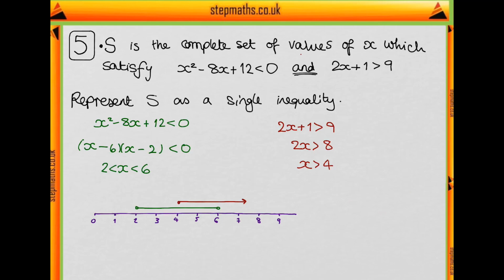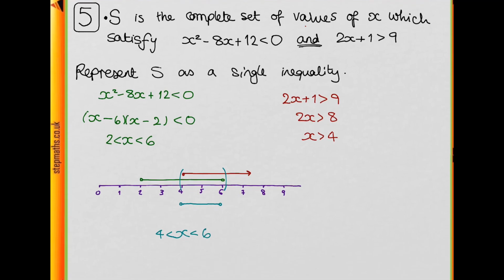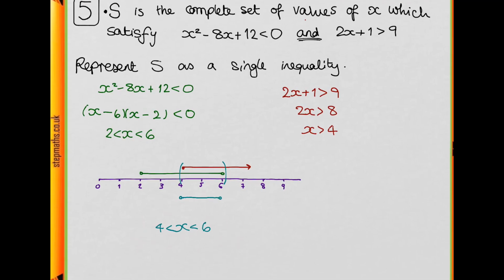So from this it's easy to see we can find the values of x which satisfy both of these inequalities. It's just going to be the overlap. So it's going to be x strictly between 4 and 6. But we're not quite done, because if you look at the possible answers we could have, this isn't a possibility.